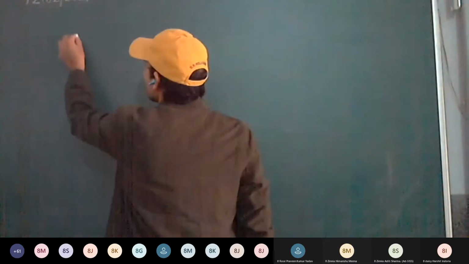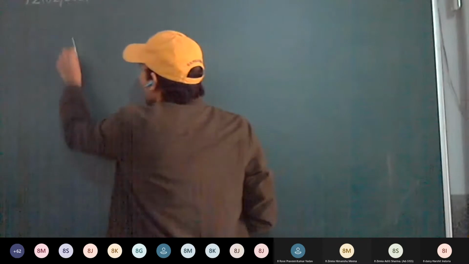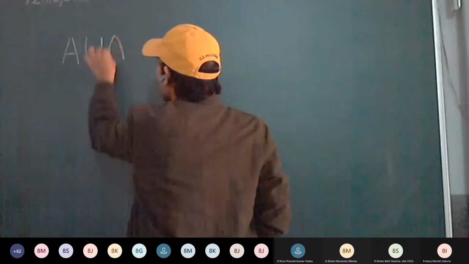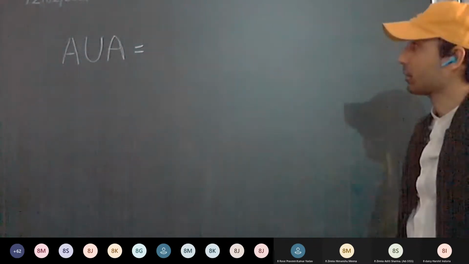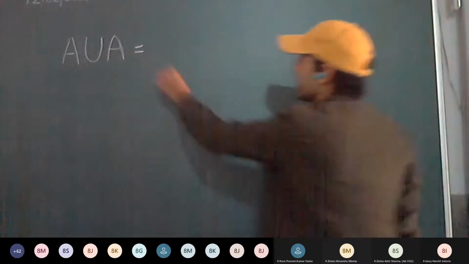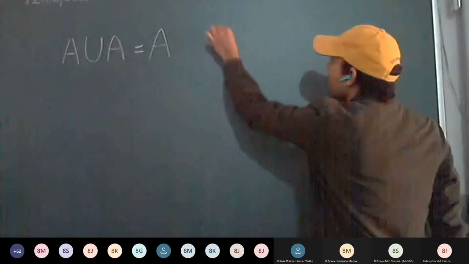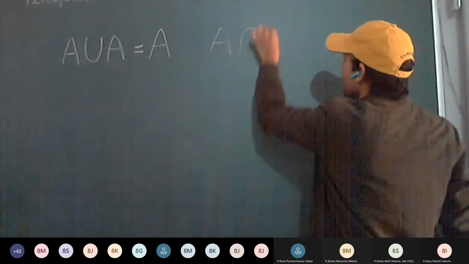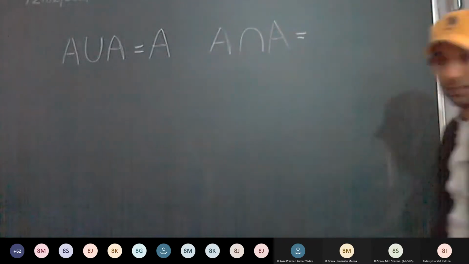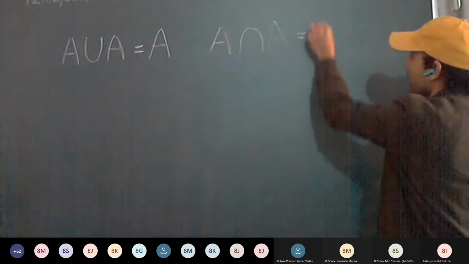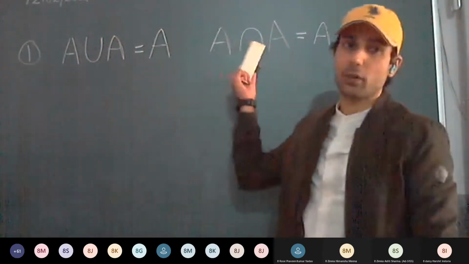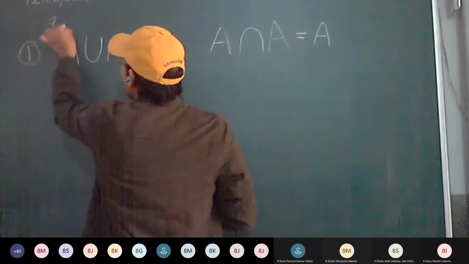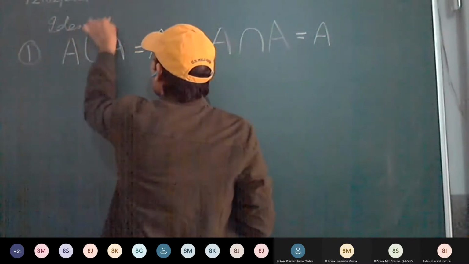If I'm writing A union A, what set will I be getting? A. A intersection A, what will I be getting? A. This is our first law. It is called the idempotent law.